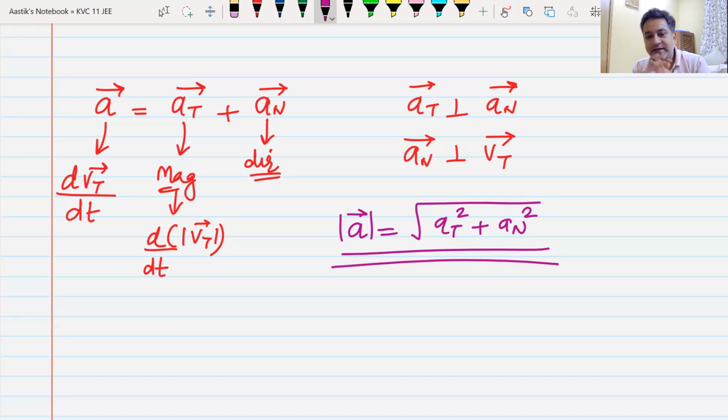Velocity can be changed in magnitude, can be changed in direction, can be changed in both. Tangential acceleration changes the magnitude. Normal or radial acceleration changes the direction. They both come together and change the velocity.